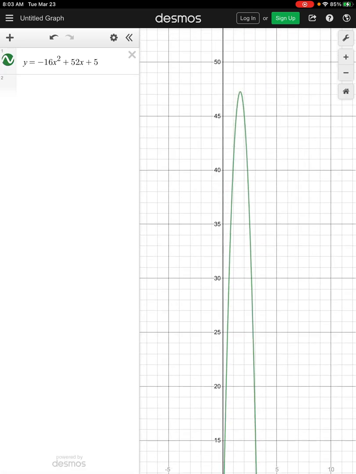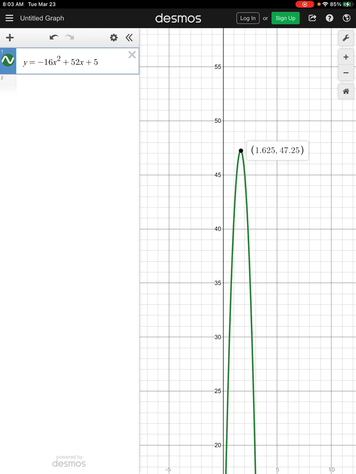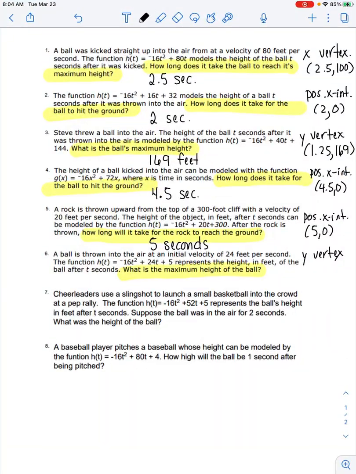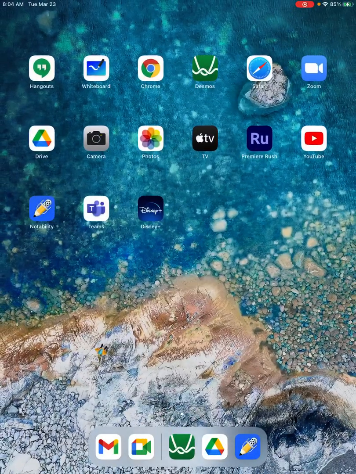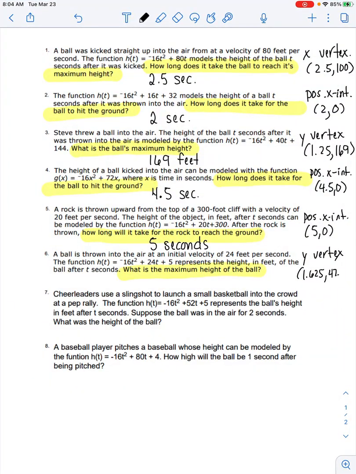And I'm looking for my maximum height, so I want my vertex, which is at 1.625, 47.25. So the maximum height is our y value. So our ball reaches a maximum height of 47.25. And when I look back, I notice they measure our distance in feet.